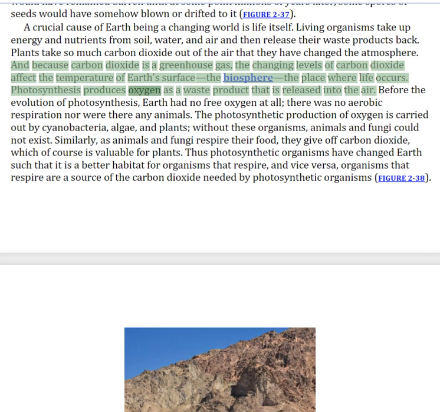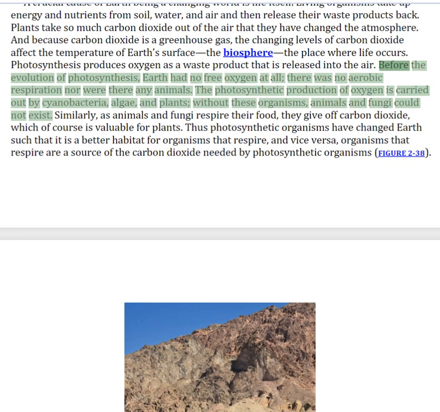Photosynthesis produces oxygen as a waste product that is released into the air. Before the evolution of photosynthesis, Earth had no free oxygen at all. There was no aerobic respiration, nor were there any animals. The photosynthetic production of oxygen is carried out by cyanobacteria, algae, and plants. Without these organisms, animals and fungi could not exist.